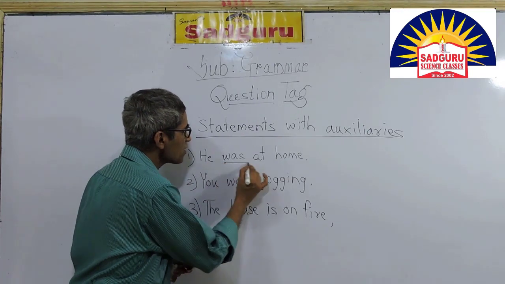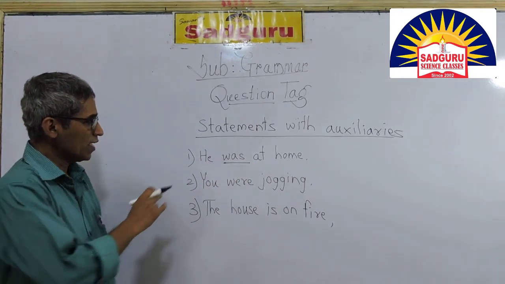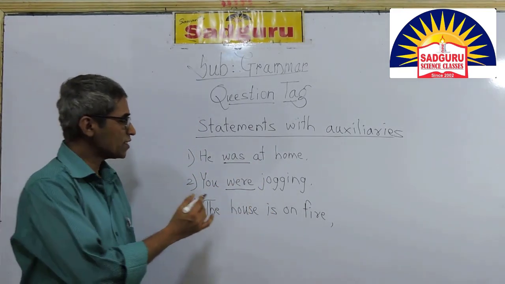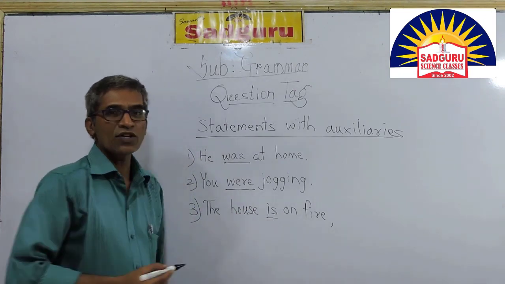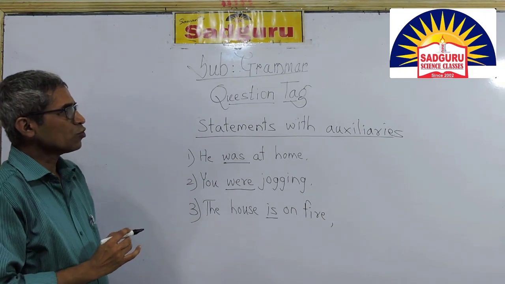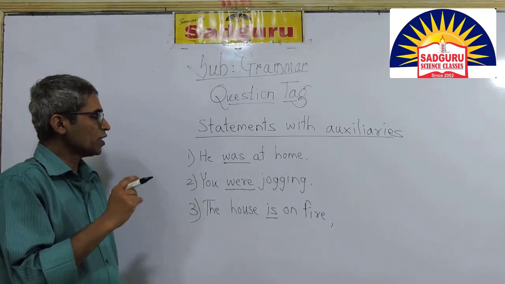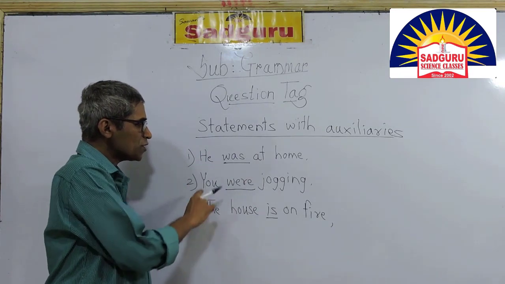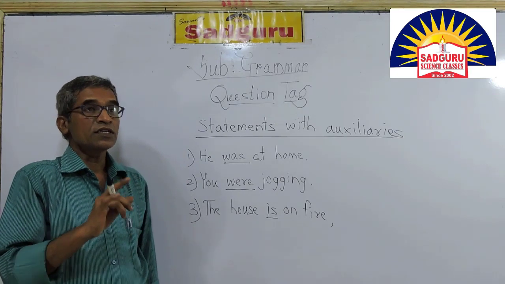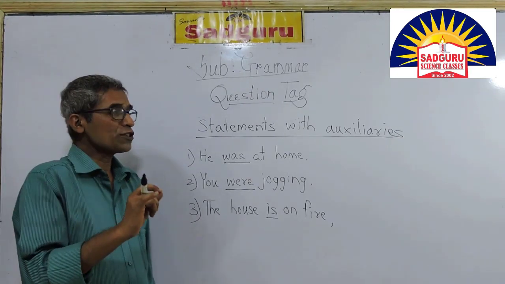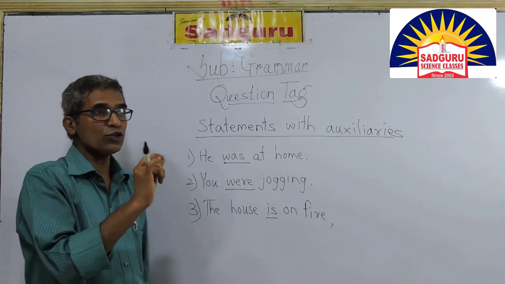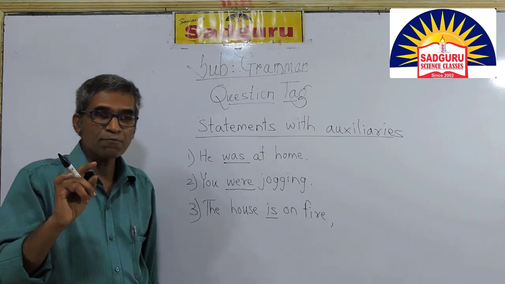In the first sentence, was is the auxiliary. In the second sentence, were is the auxiliary. And in the third sentence, is is the auxiliary. So, when you are joining a question tag, try to remember that these are all positive statements. And for positive statements, the question tag is negative. And to make a negative question tag, you must find out first the auxiliary in the sentence. Because the formula, you know, auxiliary plus NT plus subject is the formula.